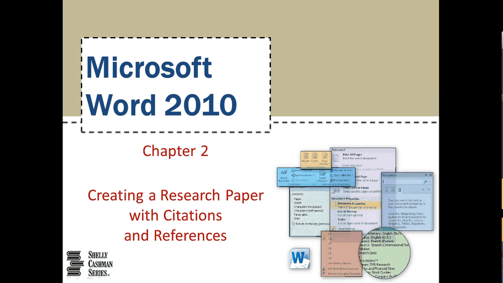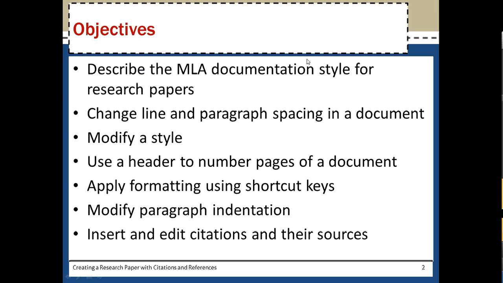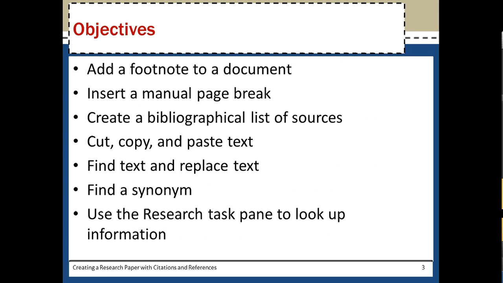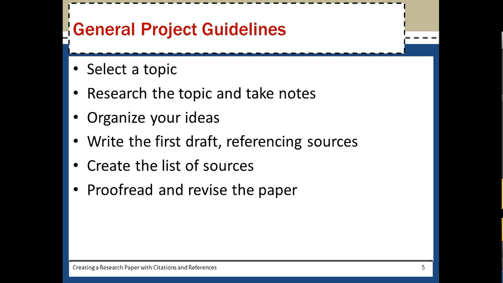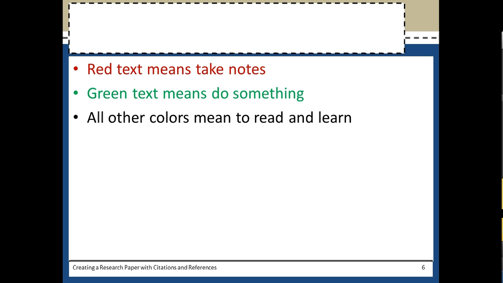Alright everybody, this is Word Project 2, creating a research paper. Let's see what we have in store here. Here's the objectives. Take a look at those objectives. That's what we're trying to do. We're going to do a research paper. It's going to look a little something like this. Here's the guidelines for making one.